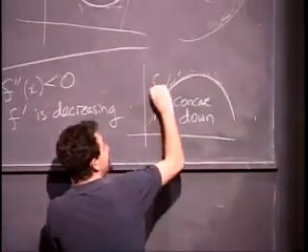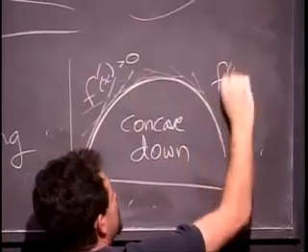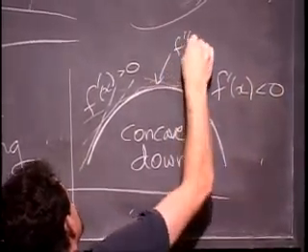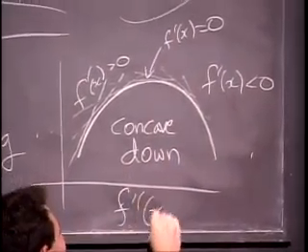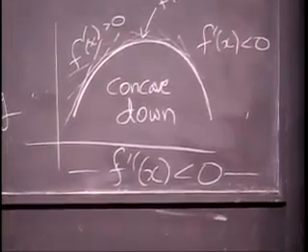F prime is bigger than 0 here, and it's less than 0 here. It equals 0 here, and yet f double prime is always less than 0 everywhere on that picture. Okay, so the second derivative does tell you something quite important.